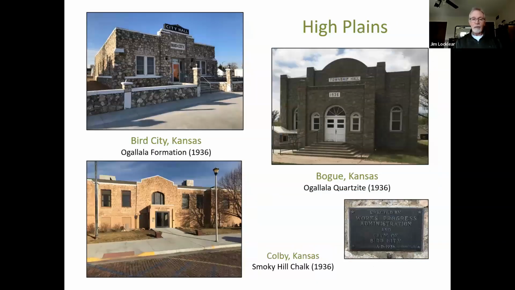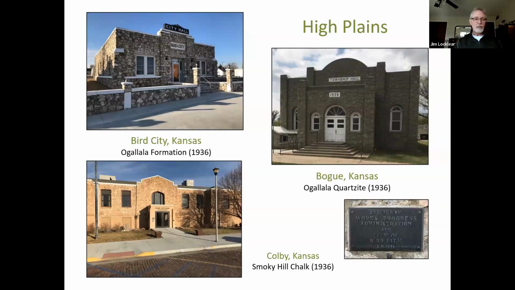And even on the high plains, the Ogallala Formation, which you don't often think of being suitable for stonework, was used. And so you have the Bird City Hall in Bird City, Kansas, Township Hall in Bogue, Kansas, and City Hall in Colby, Kansas. These 3 buildings were built by the Works Progress Administration, a Depression era program that particularly was focused on the Great Plains.